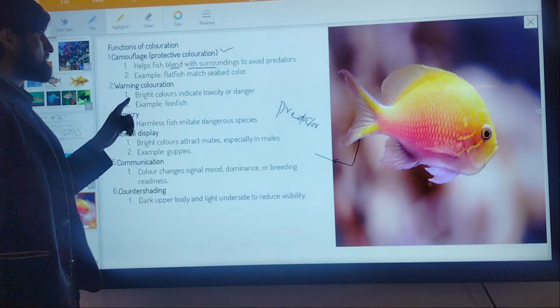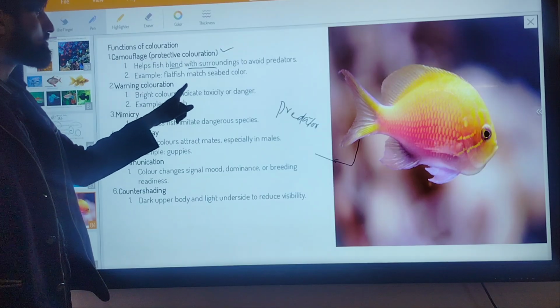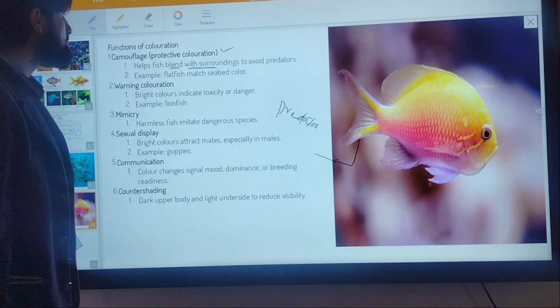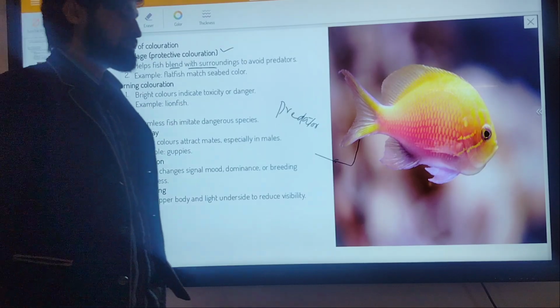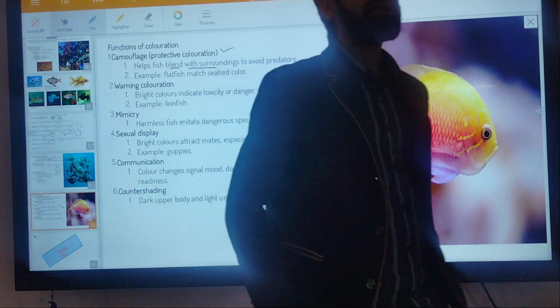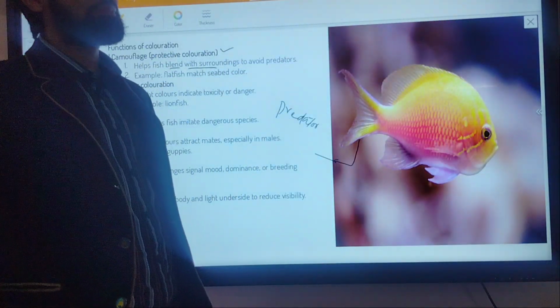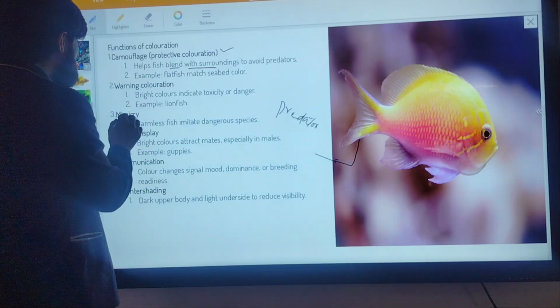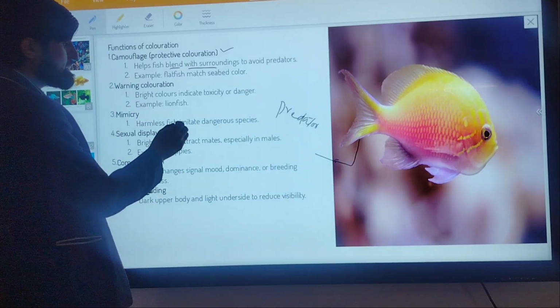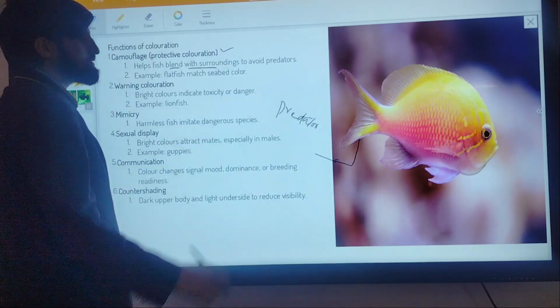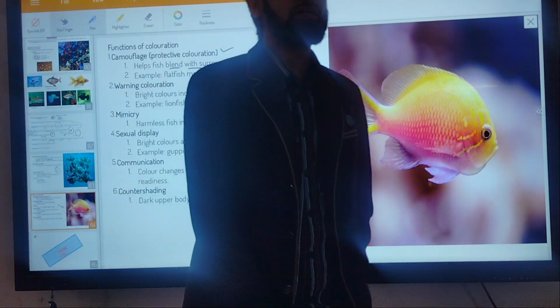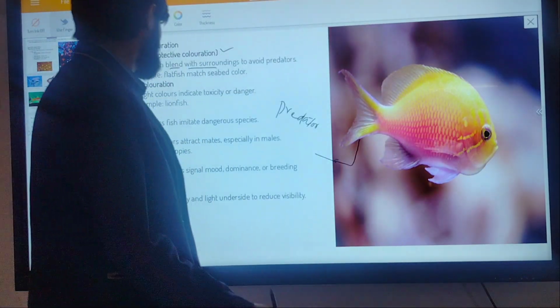वार्निंग कलरेशन. ब्राइट कलर्स इंडिकेट टॉक्सिसिटी और डेंजर. एग्जांपल, लायन फिश. Sometimes the colors may be for warning or alarm calls that something is happening, danger is happening. So mimicry. Harmless fishes imitate dangerous species. मिमिक्री के लिए यहाँ पर कलर का इस्तेमाल किया जाता है, ठीक है.